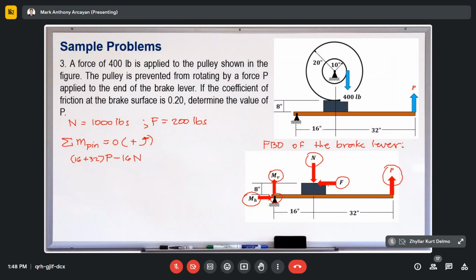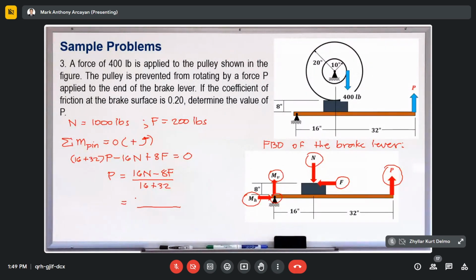Then si frictional force F makaproduce pud siya og gamay nga moment, no? Kaya naa man siya perpendicular distance from the pin which is equal to the thickness of the brake shoe. That's 8 inches. So plus 8 times the frictional force F is equal to 0. Solving for P, so ato siya i-transpose ang normal force and the frictional force. We have 16N minus 8F all over 16 plus 32.